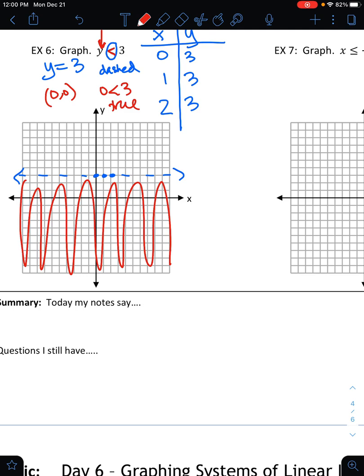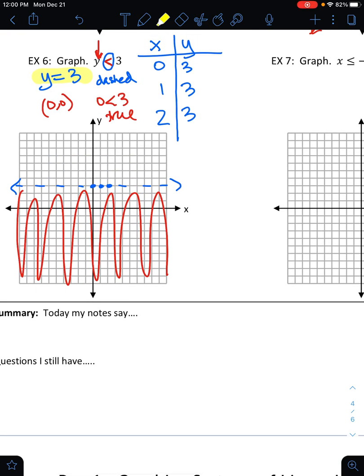Or you might just remember all equations in the format of y equals a number are horizontal, and then you go forward. But if you don't, make yourself a table of values to graph.